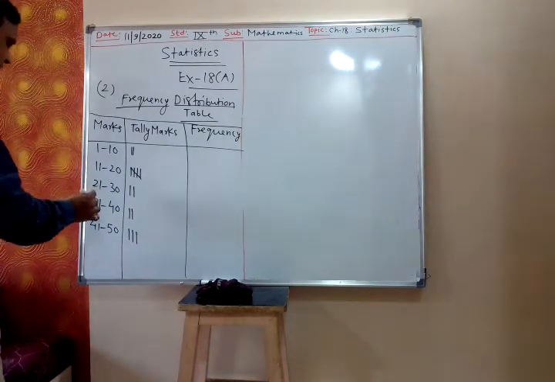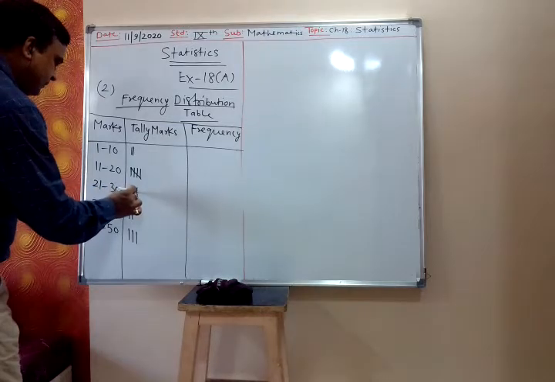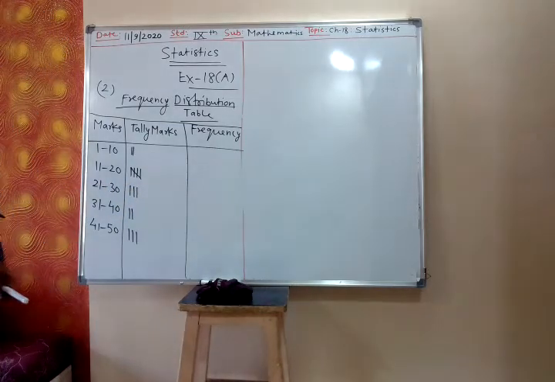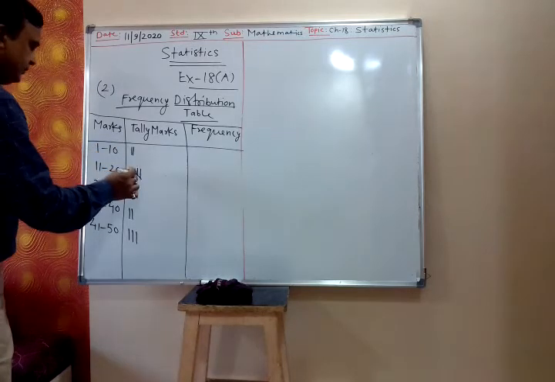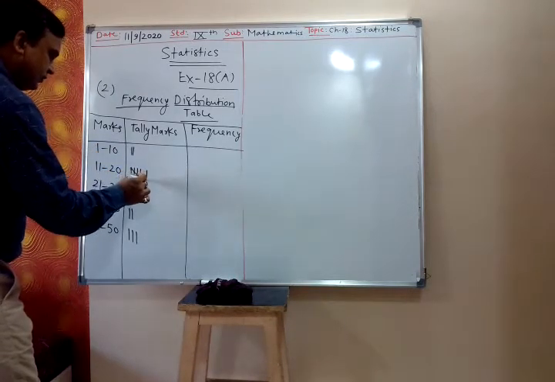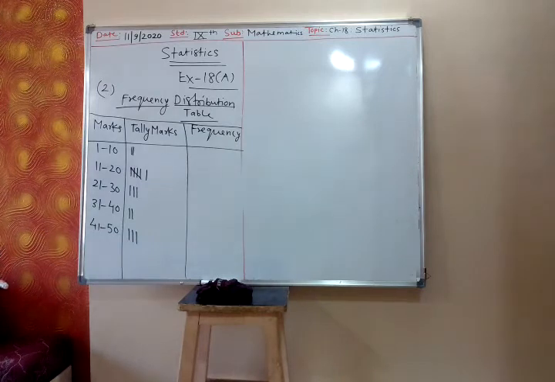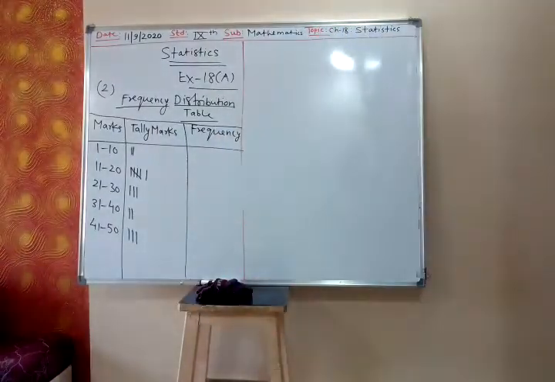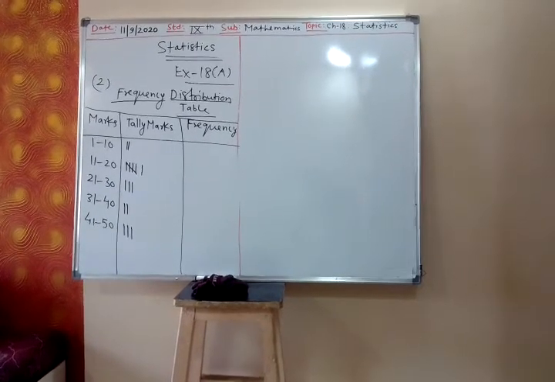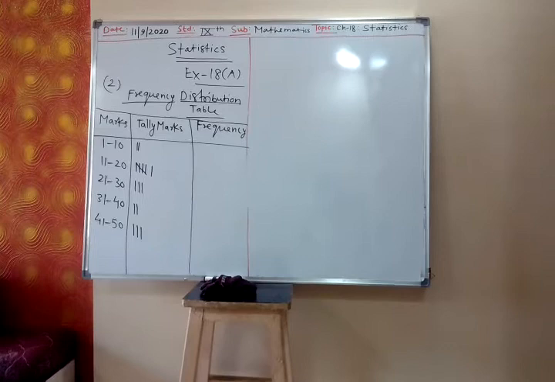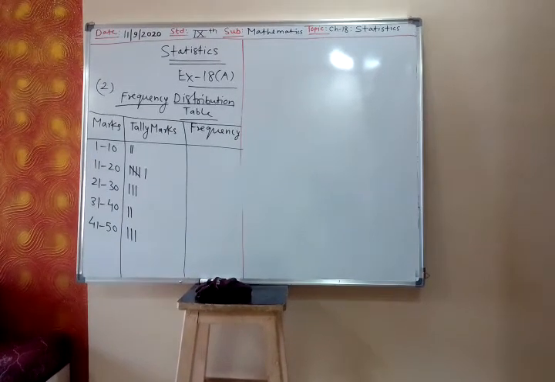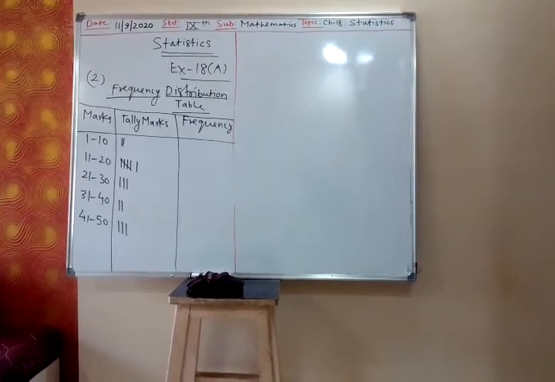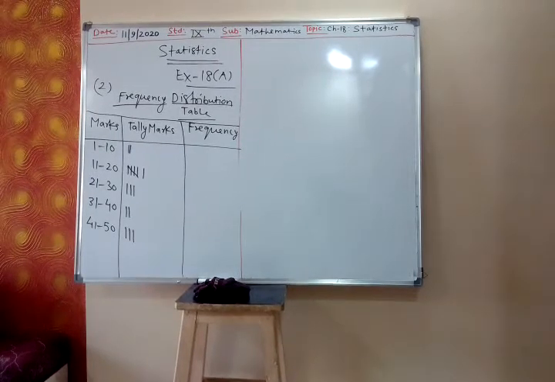Then 29, between 21 to 30. Then 11, I will write one stroke. Yes, now it is clear, right?